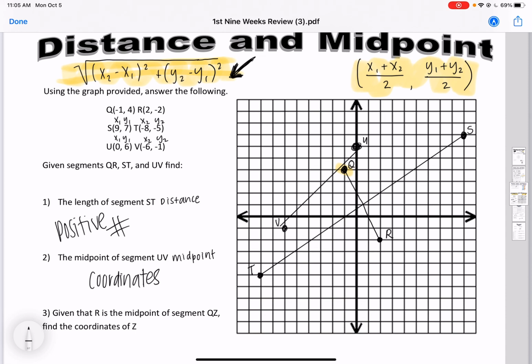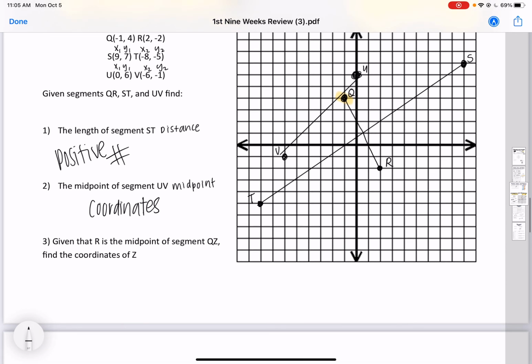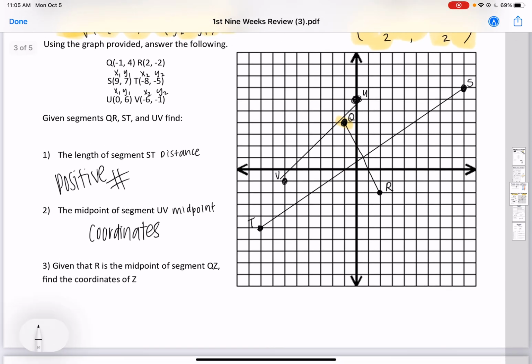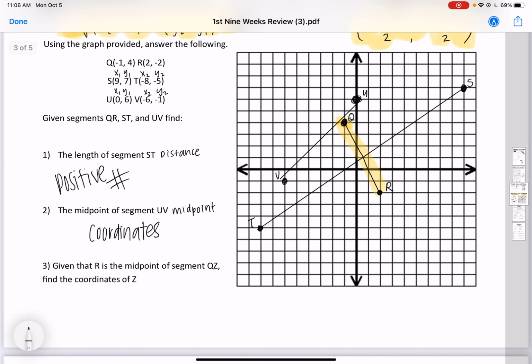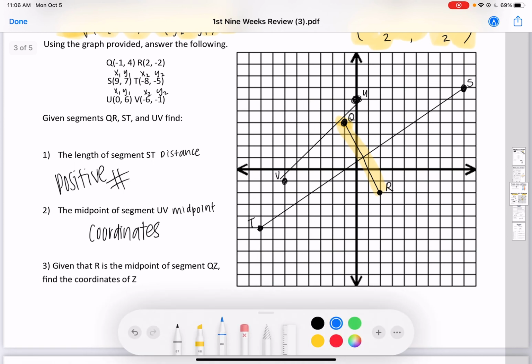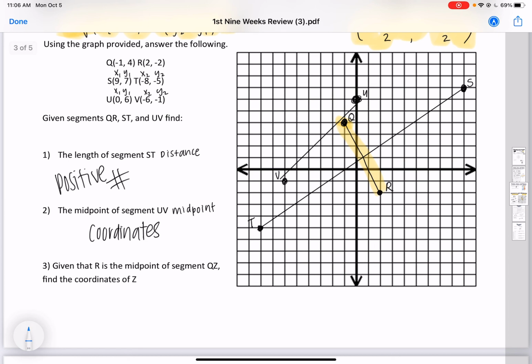Let's do number 3, though. Number 3 says, given that R is the midpoint, so we're looking at this segment right here. Given that R is the midpoint of the segment OZ, what is the coordinates of Z? So we're looking for midpoint. Okay, so we could use the algebraic way to solve that, or we're looking for endpoint. So I'm looking for endpoint here. We could use the algebraic way, but because we have a graph, let's just find it graphically. So let's just remember how we find it graphically.